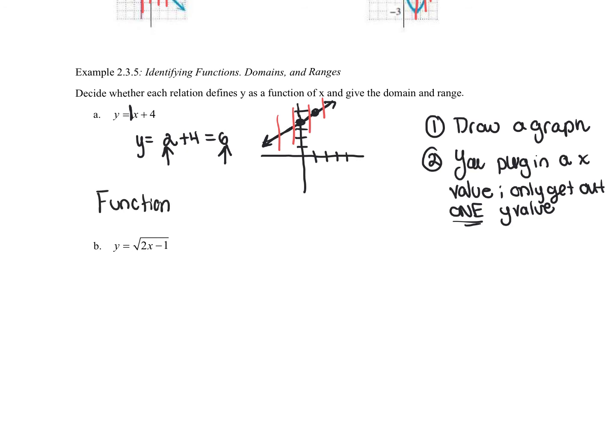function. Using your graph, you can see that your domain is all real numbers, negative infinity to infinity. Your range, also negative infinity to infinity because the graph goes up and down forever.